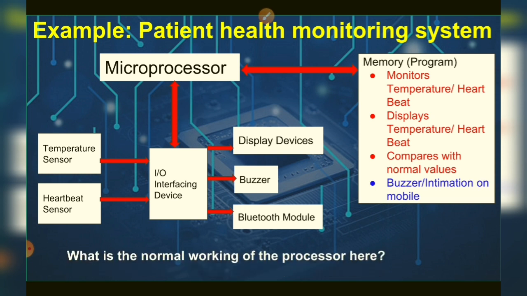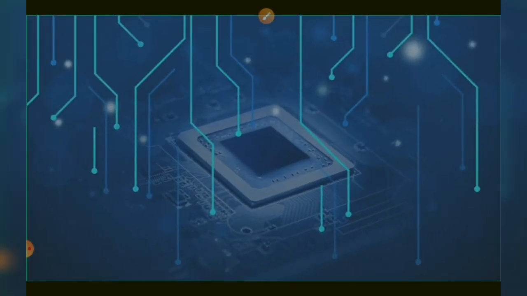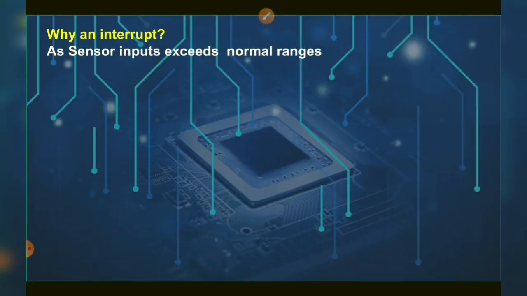What does a microprocessor do here? Processor is going to run a program which is stored in the memory. This program will continuously take inputs from both the sensors using I/O interfacing device and display them on display devices. It is going to continuously compare these inputs with the standard values. This is the normal working. Then, why is the processor required to be interrupted? Processor is going to be interrupted whenever sensor inputs exceed the normal ranges.